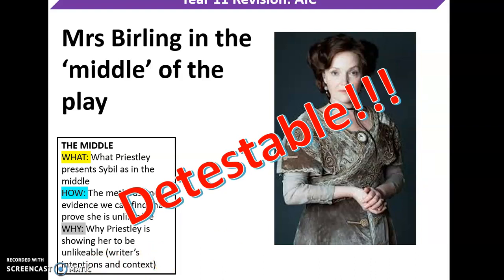So in the middle of the play, Mrs Birling is shown to be detestable. Priestley ramps up the hatred a gear. She goes from being highly dislikable to absolutely detestable. We detest her, we hate her in the middle of the play.